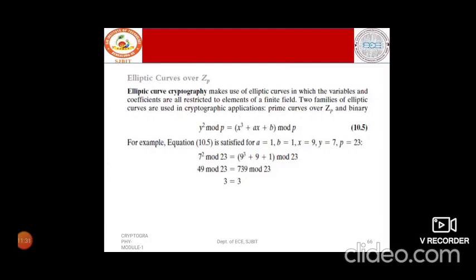For a prime curve over Zp, we use a cubic equation in which the variables and coefficients all take on values in the set of integers from 0 through p minus 1, and in which the calculations are performed modulo p. For a binary curve defined over GF(2^m), the variables and coefficients all take on values in GF(2^m), and the calculations are performed over GF(2^m).